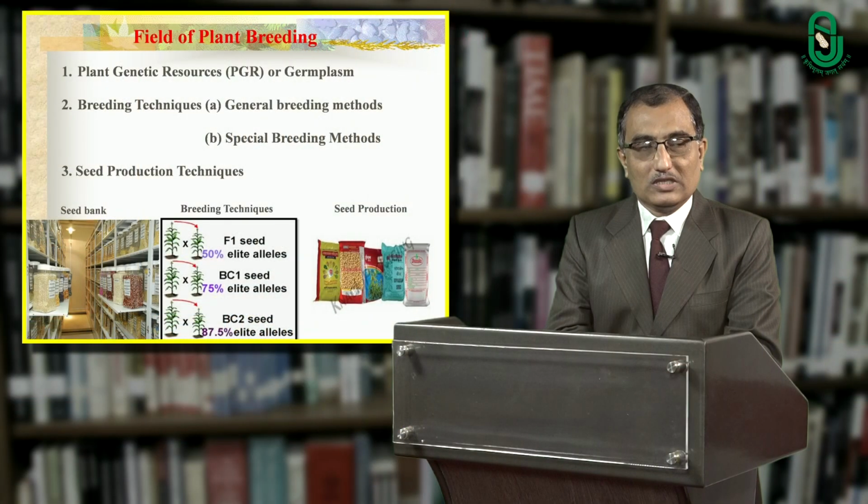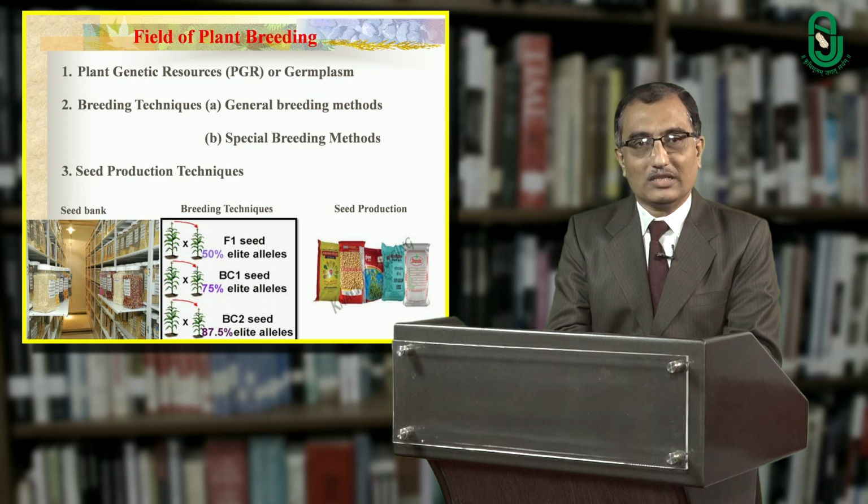Germplasm is the sum total of all the genes available, either in cultivated form or in wild relatives, for a particular species. Here one seed bank is shown to you, which reflects how germplasm is important for plant breeding.